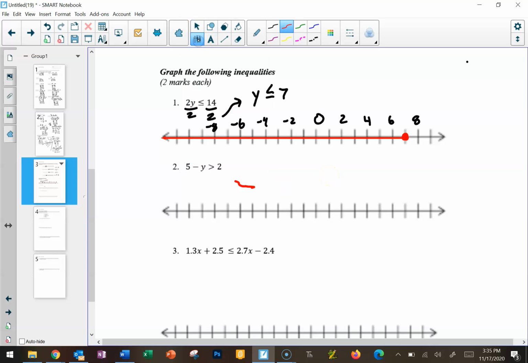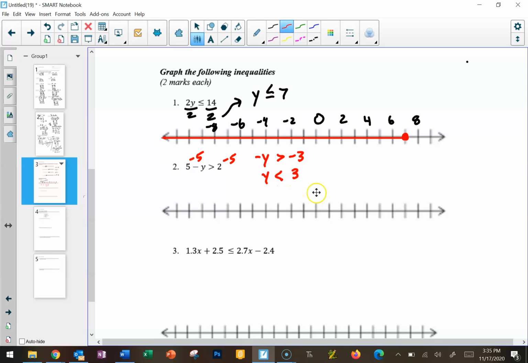Okay, so that takes care of number 1. Next one, I'll just do it all in red, it'll be easier. Now I've got to do a little manipulating here, so I'm going to keep the y there. I'm going to subtract 5 from both sides, and what I'm left with is negative y is greater than 2 minus 5, which is negative 3. But because I've got a negative here, I've got to divide by negative 1, which means I have to flip the sign, and it's just going to be y is less than 3, right? Because I'm dividing both of those by negative 1. So they're both negatives divided by negatives, which makes it a positive, but I had to flip the sign, so that's very important.